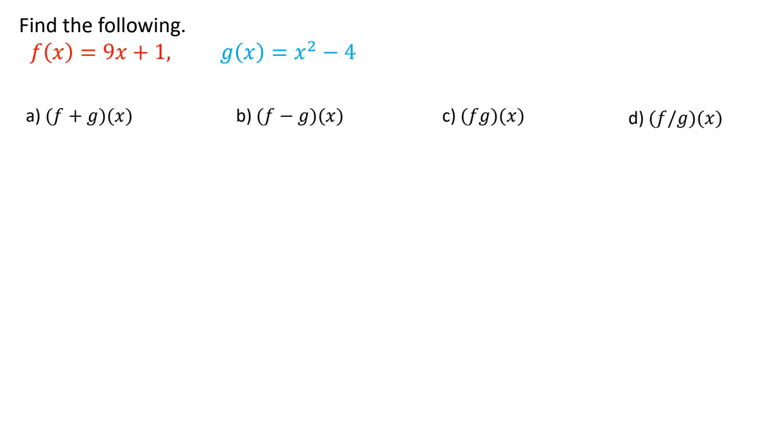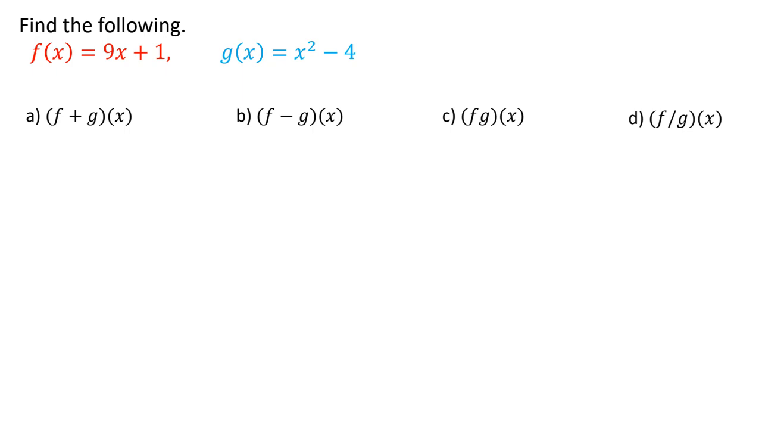Here are two functions, and what they want me to do is basic operations with these functions. I'm going to add these two functions together. I'm going to subtract these two functions. I'm going to multiply these two functions together, and lastly, I'm going to divide these two functions. So here we have the syntax, or the notation, for how we represent the addition of two functions. We read this as f plus g of x.